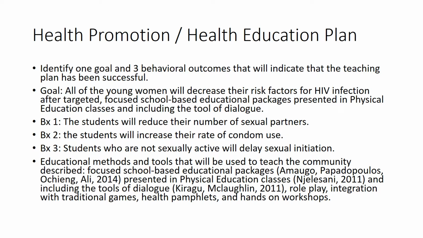Behavior number 1 is that the students will reduce their number of sexual partners. Behavior number 2 is that the students will increase their rate of condom use. Behavior number 3, the students who are not sexually active will delay sexual initiation.